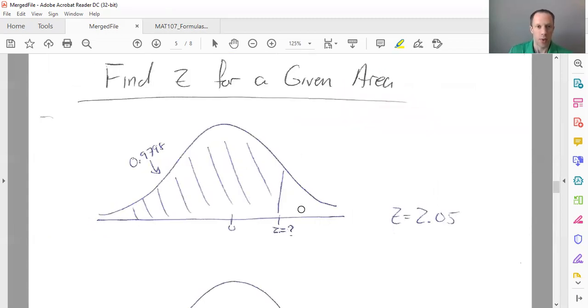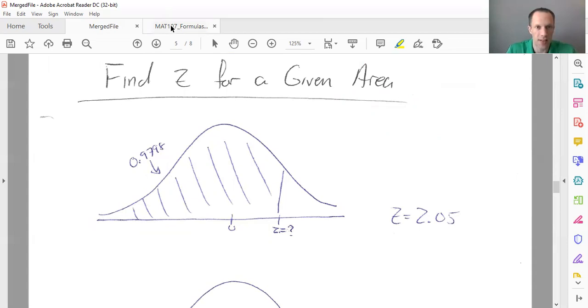Okay, now sometimes we want to ask the questions in reverse. So sometimes we want to have a situation like this where we've got some area that's shaded under the standard normal curve, and that area is given to us, and we're trying to find the z-score. So in this case, we've got an area shaded to the left of some z-score that is 0.9798.